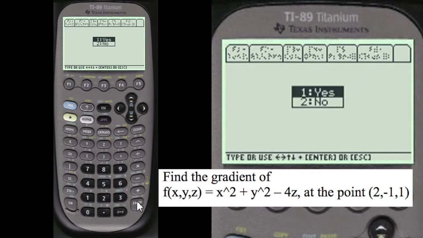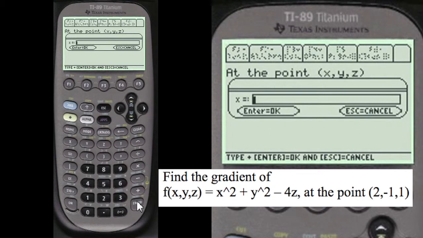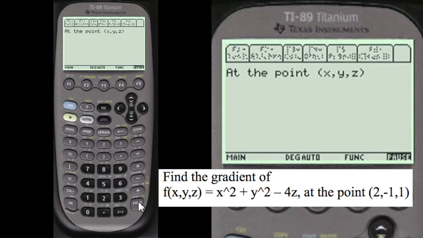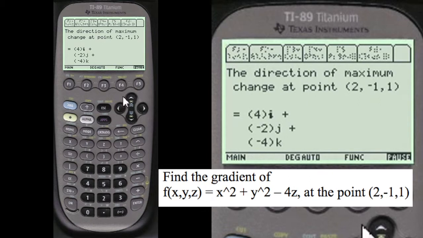And we want to do it at a point. The point given is 2, minus 1, and 1. Alpha 2, alpha minus 1, alpha 1. And at this point here, the answer is 2, minus 2, and minus 4. That's a point now, x, y, and z.